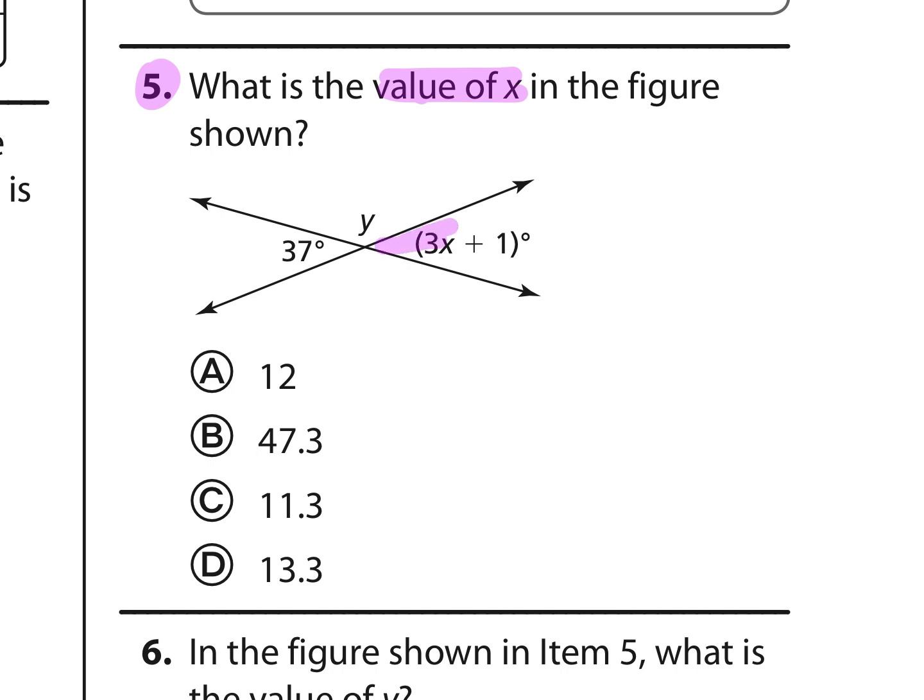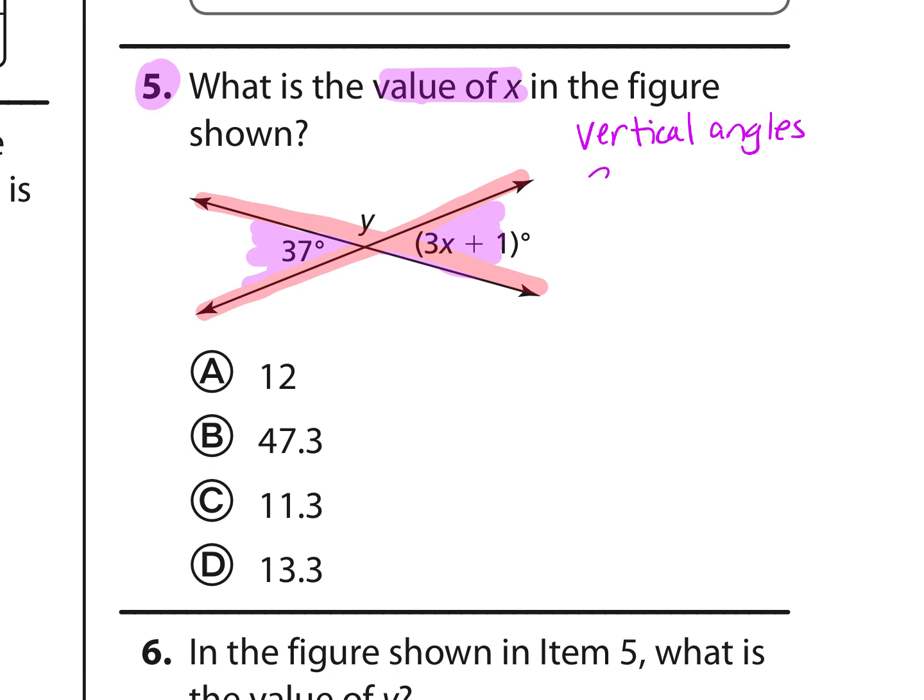So this is what we have that has an expression that includes x. And we just look for some angle relationship that we could use to solve for x. And what I notice is I know this angle here, 37 degrees. I know that that's formed by two intersecting lines, which means that these are vertical angles.